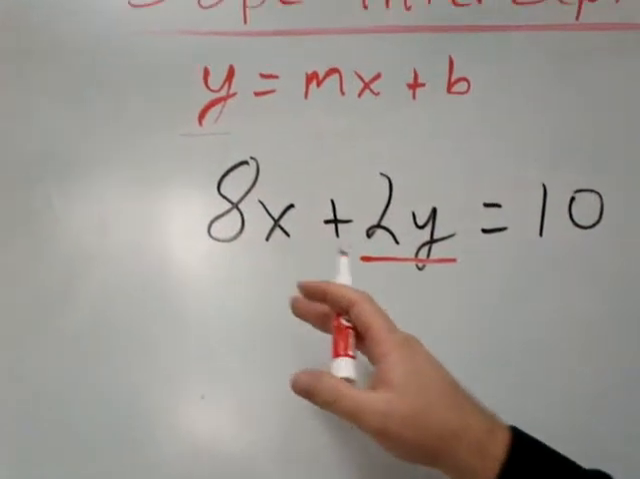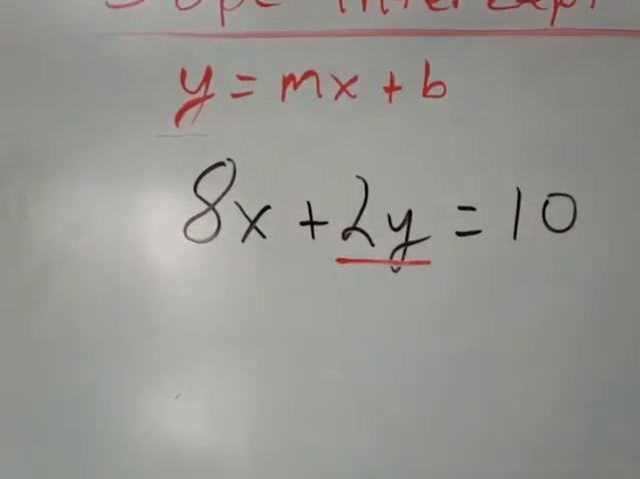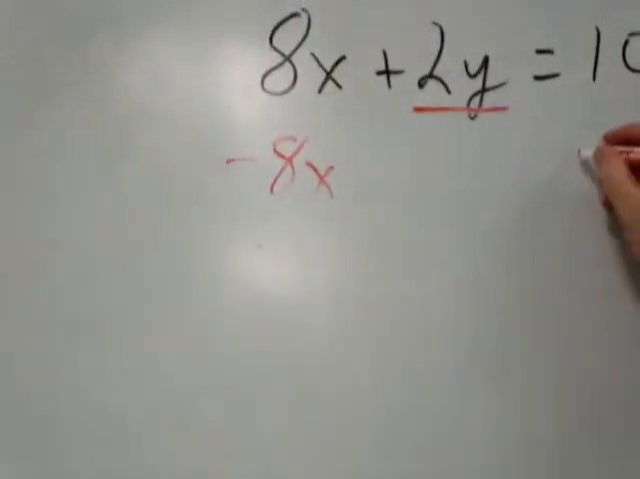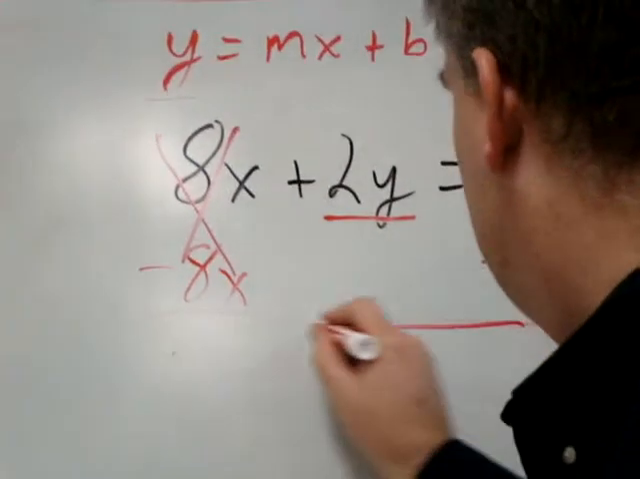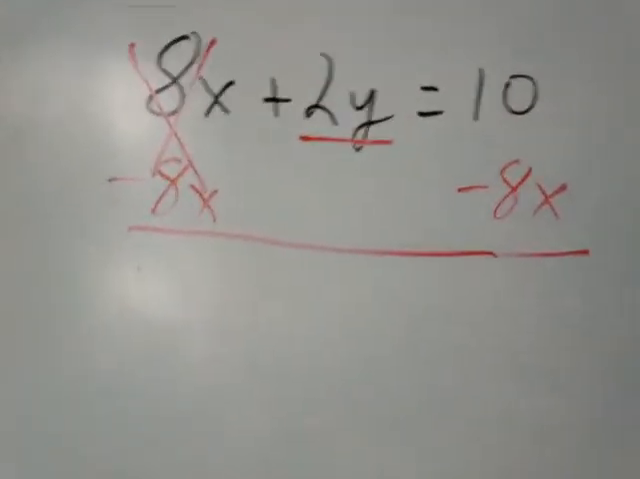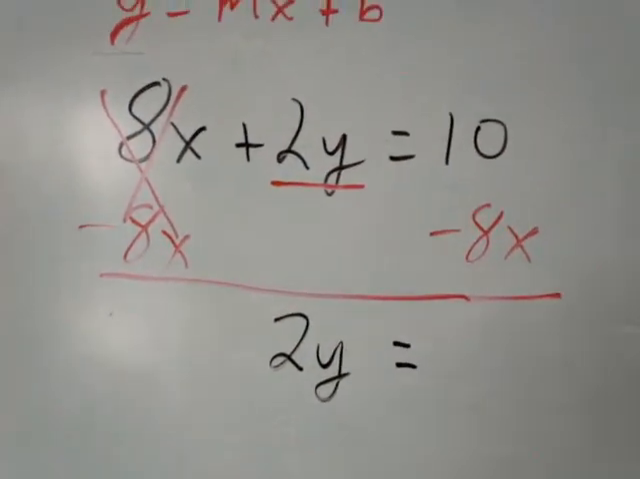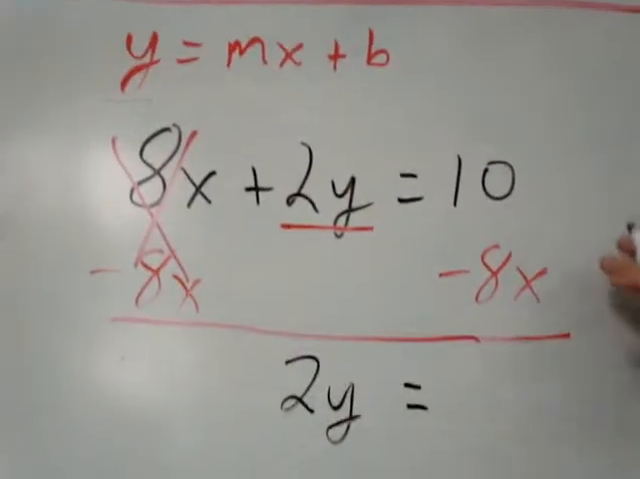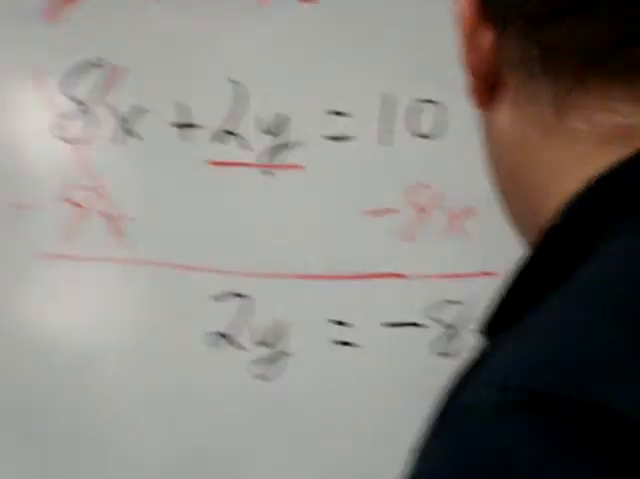This 8x is positive. 8x plus 2y, it's the same thing as 2y plus 8x. What's the opposite of plus 8x? Is minus 8x. What I do to one side of the equation, I must do to the other side of the equation. This cancels out. So on the left-hand side, all I'm left with is 2y. Got my equal sign, and I've got 10 minus 8x. I want my x term first. Well, 10 minus 8x is the same thing as negative 8x plus 10.